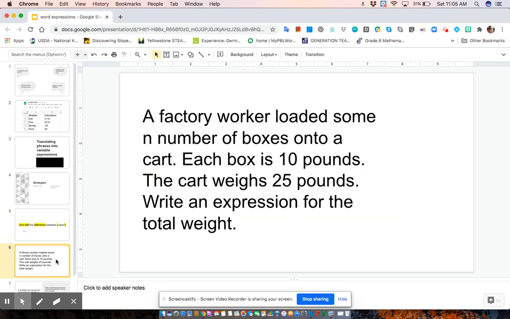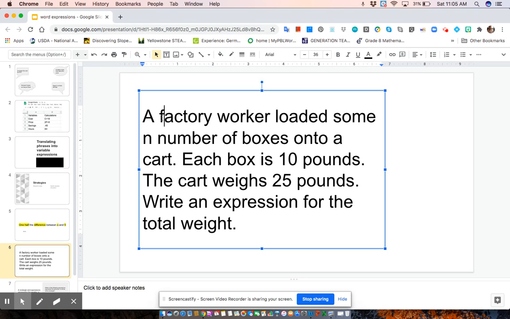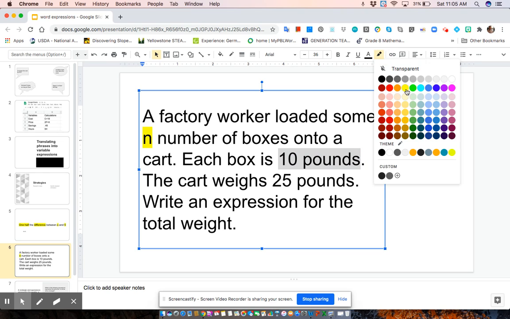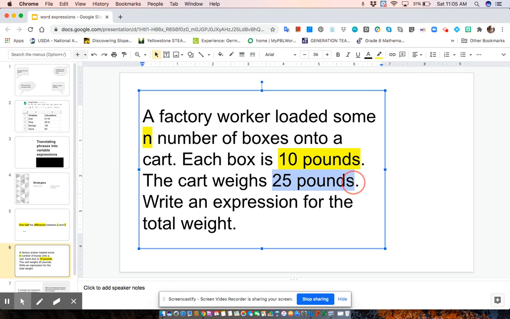Let's look at another example. Here we have a factory worker loaded some n number of boxes onto a cart. Each box is 10 pounds. The cart weighs 25 pounds. Write an expression for the total weight. All right, once again, let's highlight some important information. My variable here is going to be n. I'm seeing some numbers. I always like to highlight the label with the number. We're dealing with pounds here. And it's also good to see what they're looking for. They're looking for total weight here.